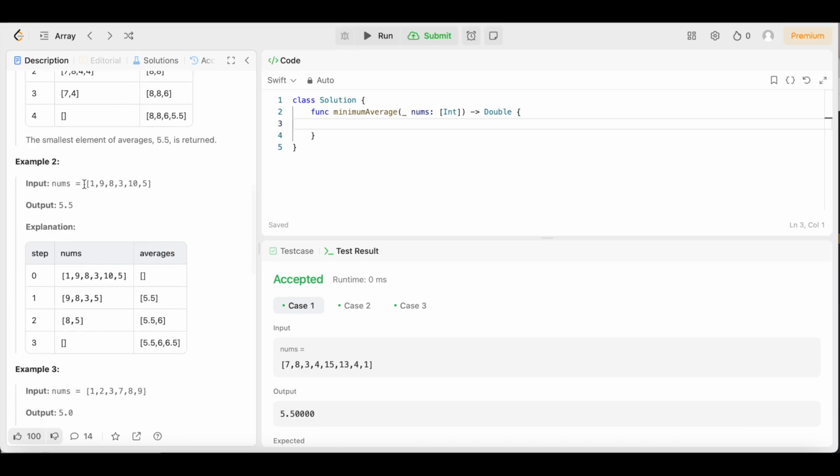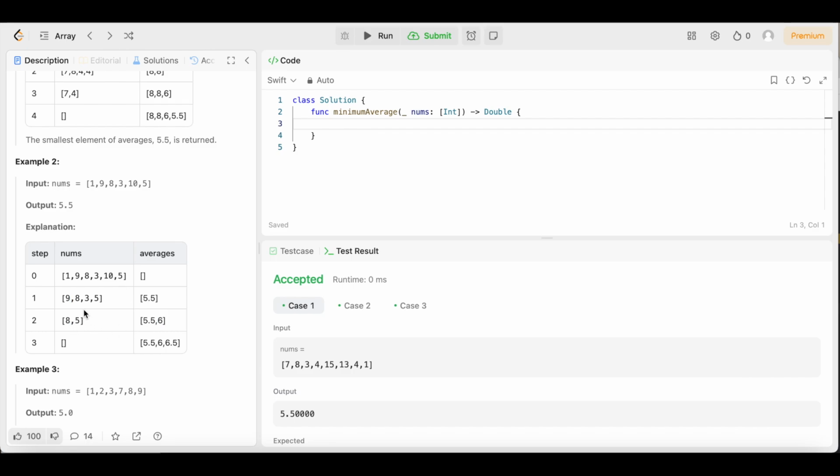Example 2, we have the input nums, an array of integers 1, 9, 8, 3, 10, and 5. Output is 5.5 again, so let's see how they get it. So first, we take the 1 and we take the 10. We add those together, we get 11. 11 divided by 2, 5.5. So we add the 5.5 to the array. Then we take the 3 and we take the 9, because that's the smallest and largest element. Add those together, that's going to give us 12. 12 divided by 2 will give us 6, so we're going to add the 6 right here.